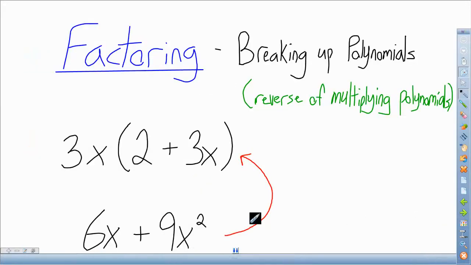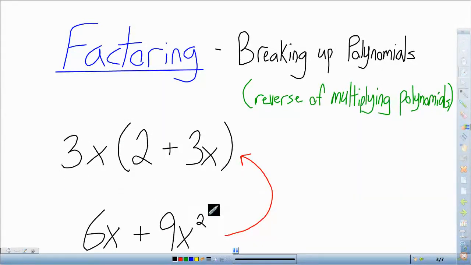If you notice, when we factored, and this is using the same stuff, factoring is really breaking up polynomials, or another way of thinking of it, it's just the reverse of multiplying the polynomials. You don't necessarily need to copy this slide, though it wouldn't be a terrible idea.